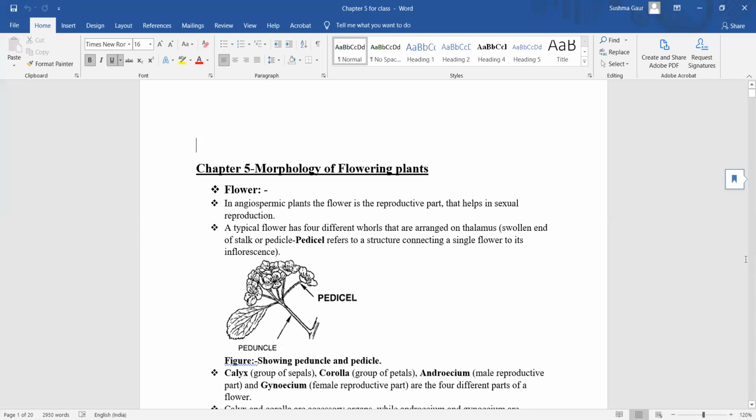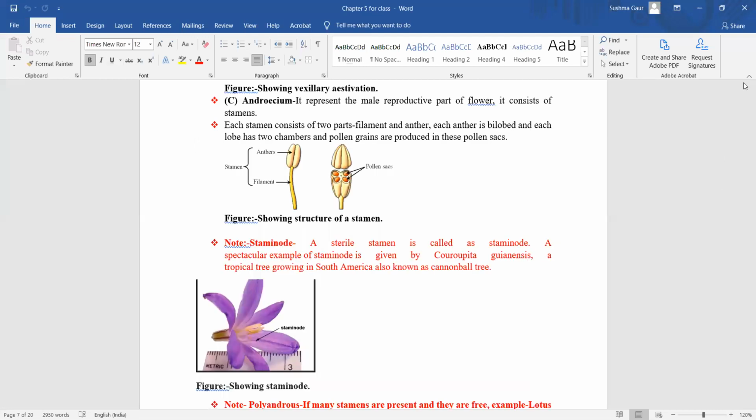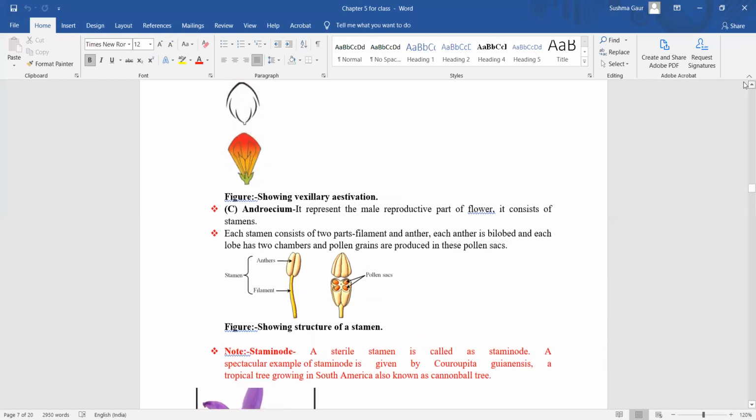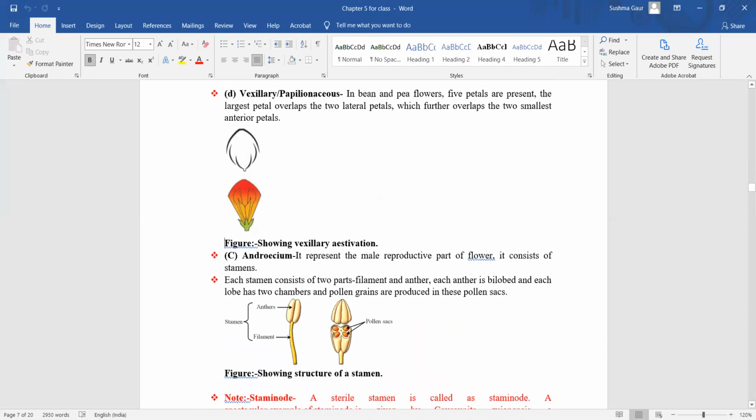ठीक है बेटा. So where we left yesterday on Saturday, I think we left at this androecium. We have to start from androecium.